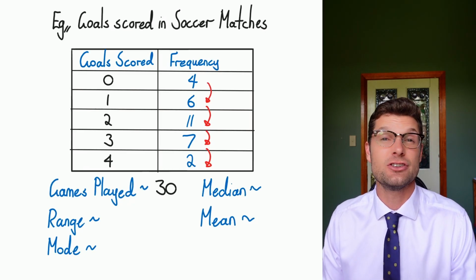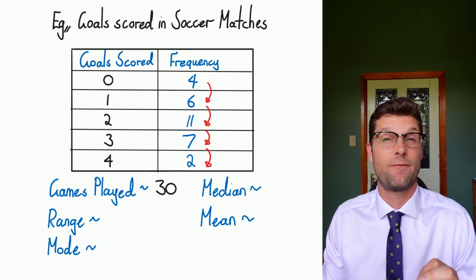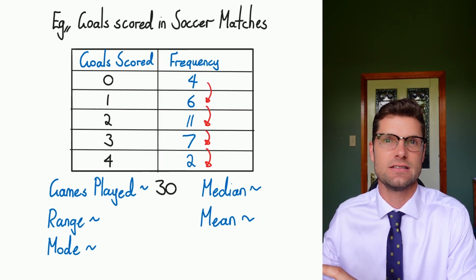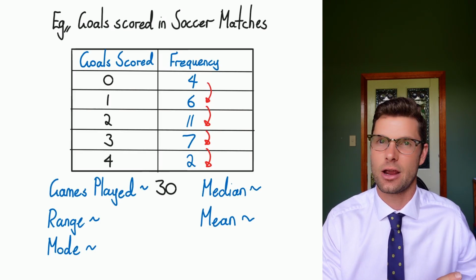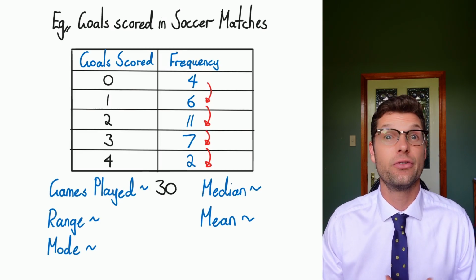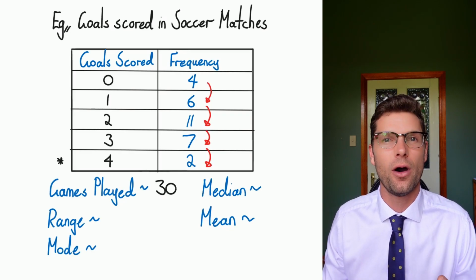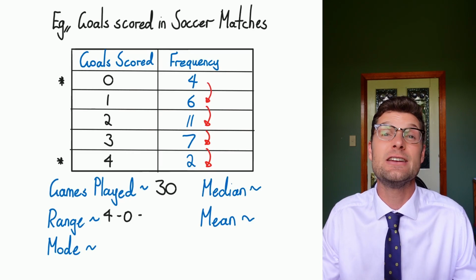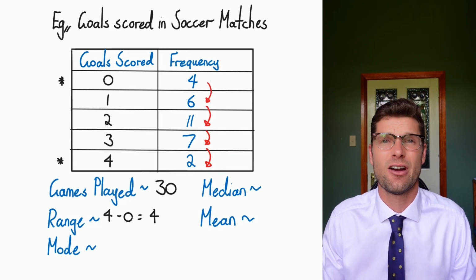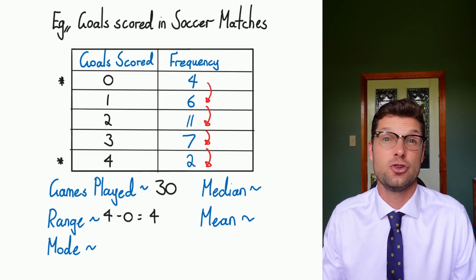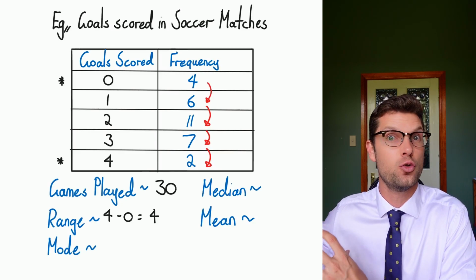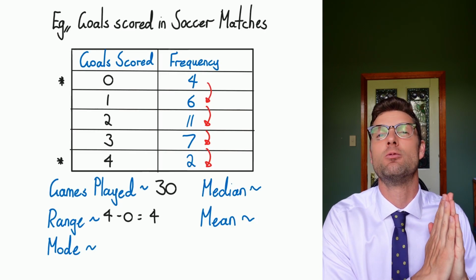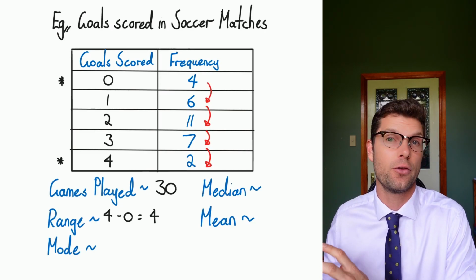The next one is the range, and this is something that I do want you to really focus on. The range is not the range of frequencies. The range is the range of outcomes. The most goals that my team scored this year was 4, and the least was 0. So the range of goals scored, or the range of outcomes, is just 4 minus 0, which is equal to 4. A lot of my students use the 11 and 2 because they're the biggest gap in the frequencies, but you've got to make sure we're looking for the range of outcomes, not the range of frequency.